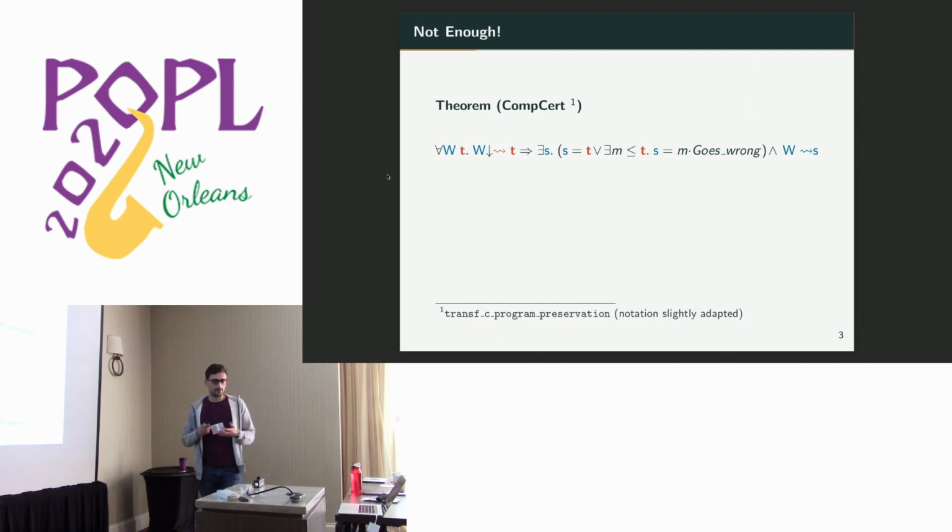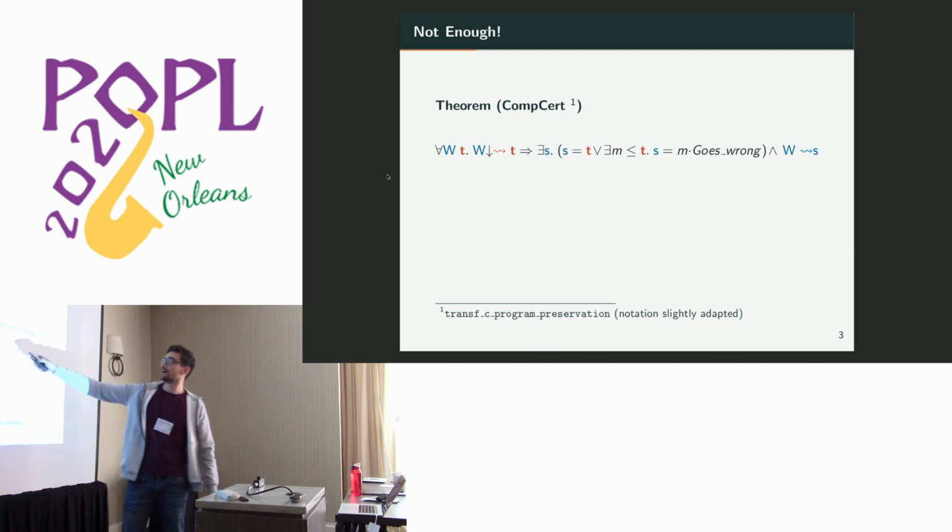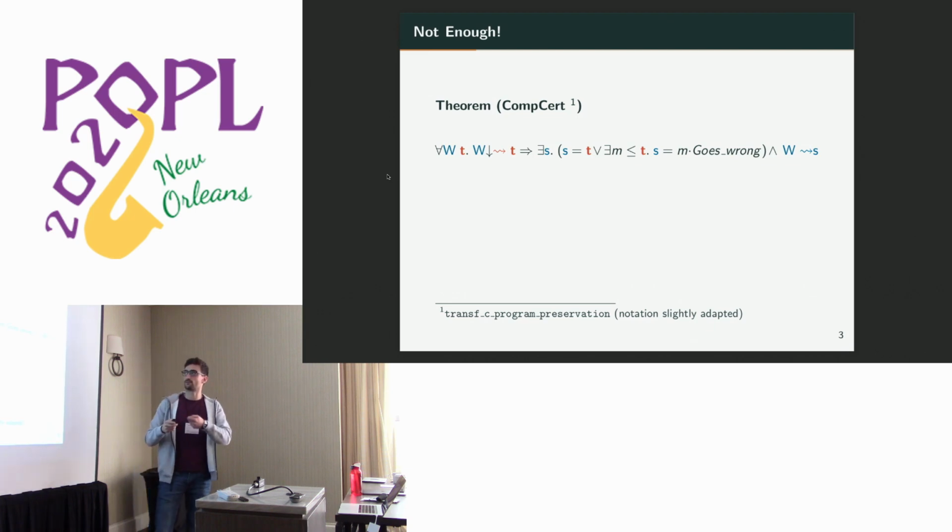So this is very good, but it's not good enough yet. And to understand why, we can take a look at this theorem that we took from the CompCert development and slightly adapted to our notation. It basically says that whenever your compiled program can produce a trace in the target, then there exists a source trace that is produced by the program and is not necessarily the same trace as T. It can be made of a finite prefix of T, m, followed by what in CompCert is called goes wrong, that denotes an undefined behavior for the original source program W.